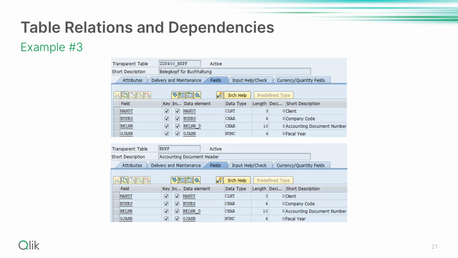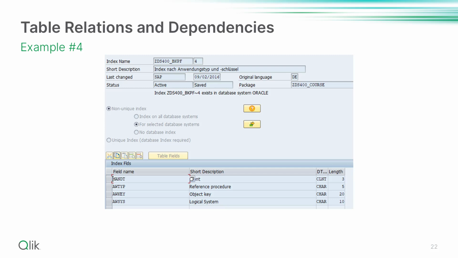Here is another example where table ZDS400BKPF would likely be related from table BKPF, where all three fields on the primary key would be used to create the relation. Although the user could choose to use only the company code and accounting doc number fields for the relation, that may not lead to the desired results because then documents across multiple fiscal years may be included in the data copy. Instead, it would be best to include the fiscal year field as well so that the desired data, and only the desired data, is copied.